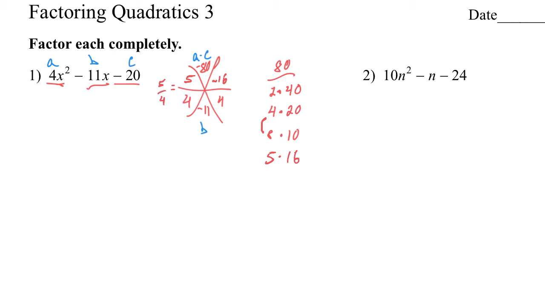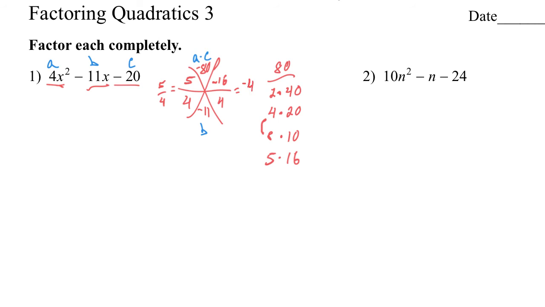5 over 4 does not simplify. Negative 16 over 4 does. So you simplify the fractions and then write your binomials. So you're going to have 4x plus 5, the bottom number first, right? 4x plus 5, and then 1x minus 4. There's your answer. Now you're done.